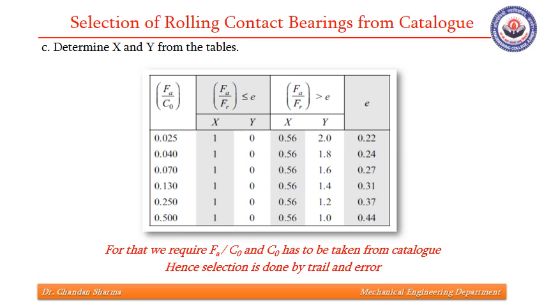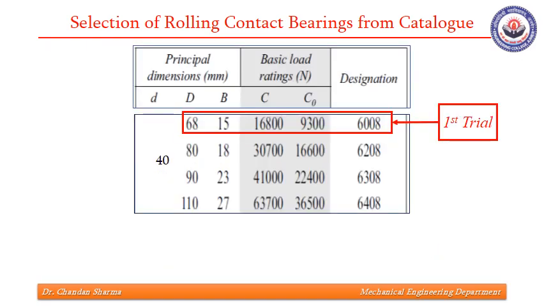So by this time, we have found what the radial load is and what the axial load is. We have selected which bearing is to be used, and for finding P we need X and Y, but for X and Y we require FA by C0. So when we go into the table, we see that values of C and C0 are given for different bearings.